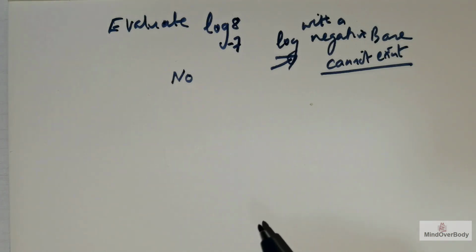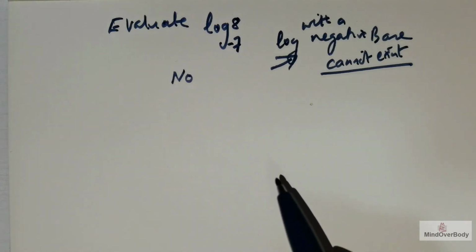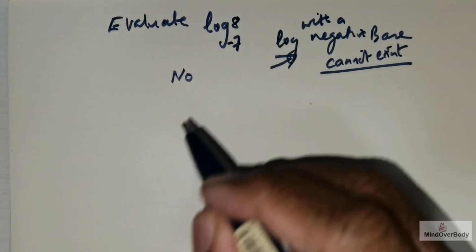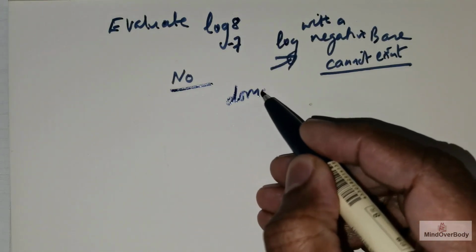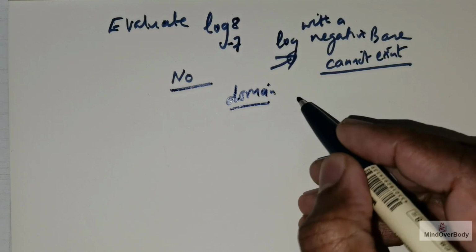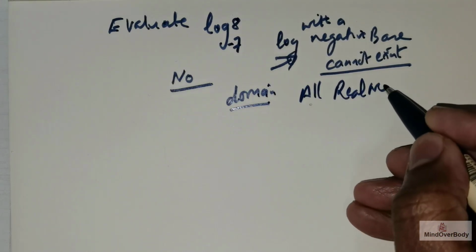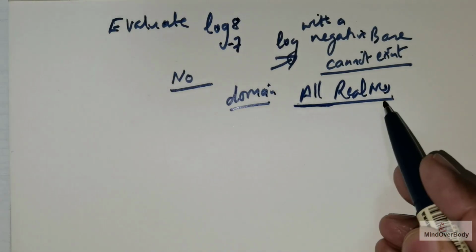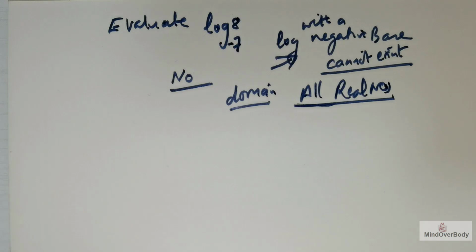Now why is it true? I should say it is both true and false. Now why is it so? Because the domain that we are considering here is all real numbers. That is the major problem. So if your domain is going to be all real numbers, then this is not solvable.